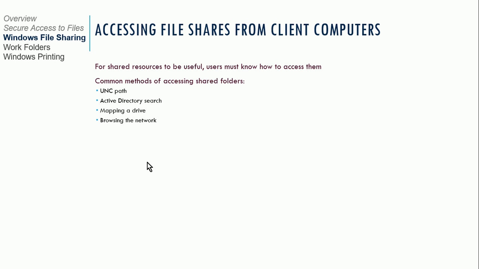With Active Directory search, it's a little bit easier, and it's really designed for larger enterprise networks. Or you could just browse the network, which is designed for smaller networks, but you don't really have to know what you're looking for. You can just browse through just like you would on your own computer through your own file system.